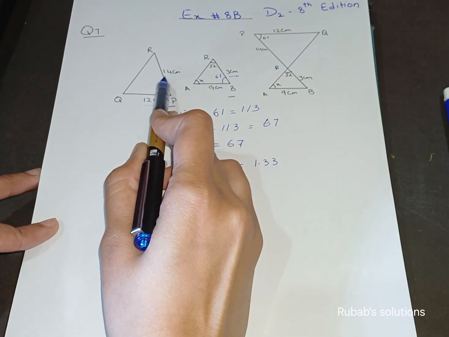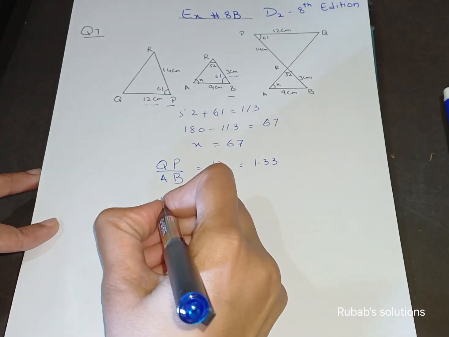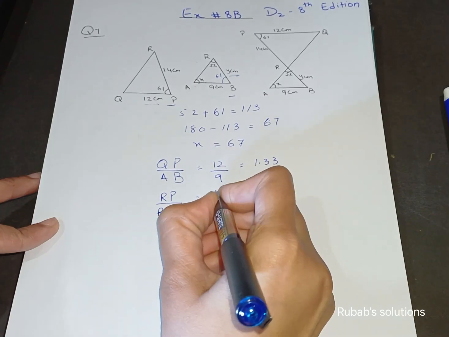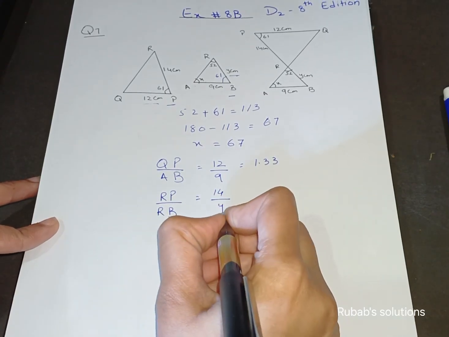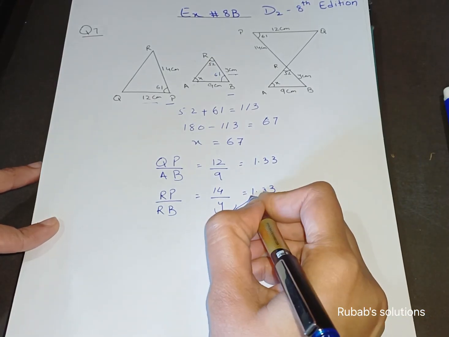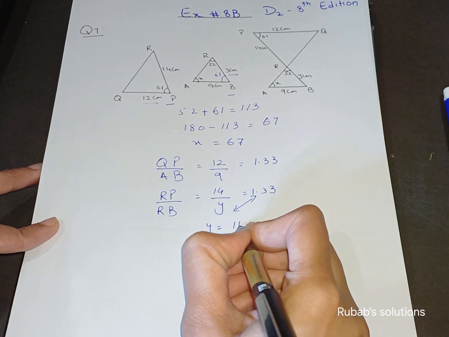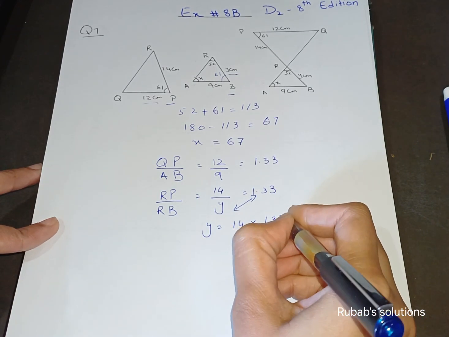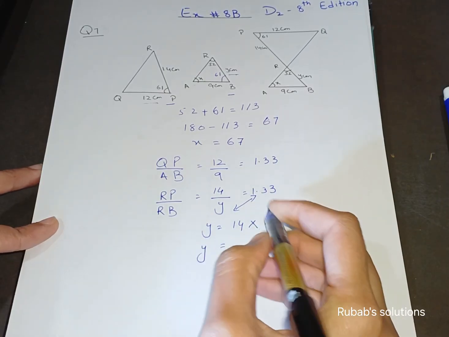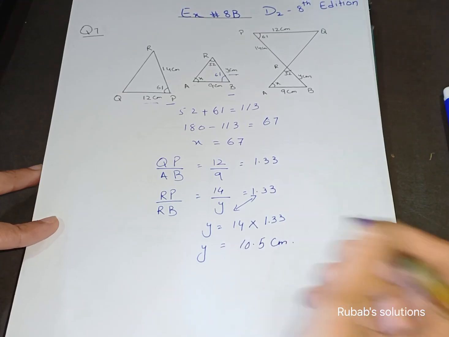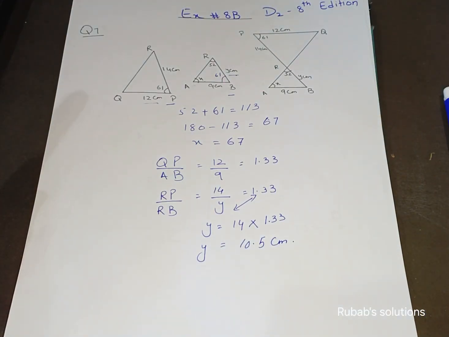Now I have to find y. On the other corresponding side, I have RP, so RP divided by RB. The value of RP is 14 and RB is y, and this is equal to 1.33, because it is given that they are similar figures. After cross multiplication, y is equal to 14 multiplied by 1.33, so y is equal to 10.5 centimeter. So this is the answer for question number 7. Moving towards question number 8.